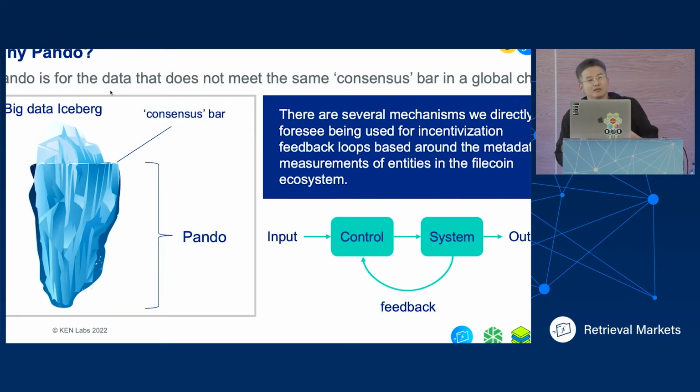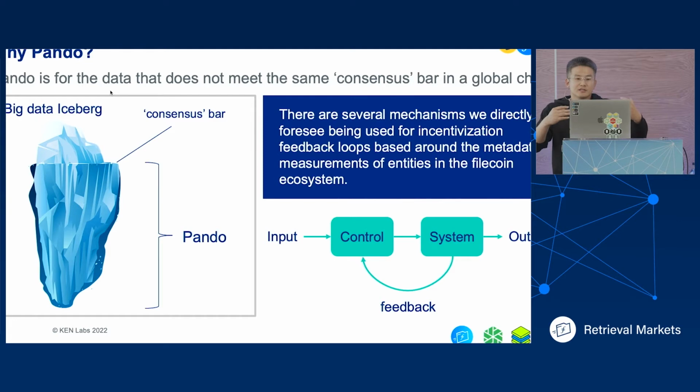Okay, why did we build Pando? As you know, if we want to build a closed loop of a network, take the Filecoin network as an example, we need to build a feedback loop. For example, you need to build a measurement metrics data network for Filecoin, along with Filecoin. That purpose is to improve the overall Filecoin network reliability.